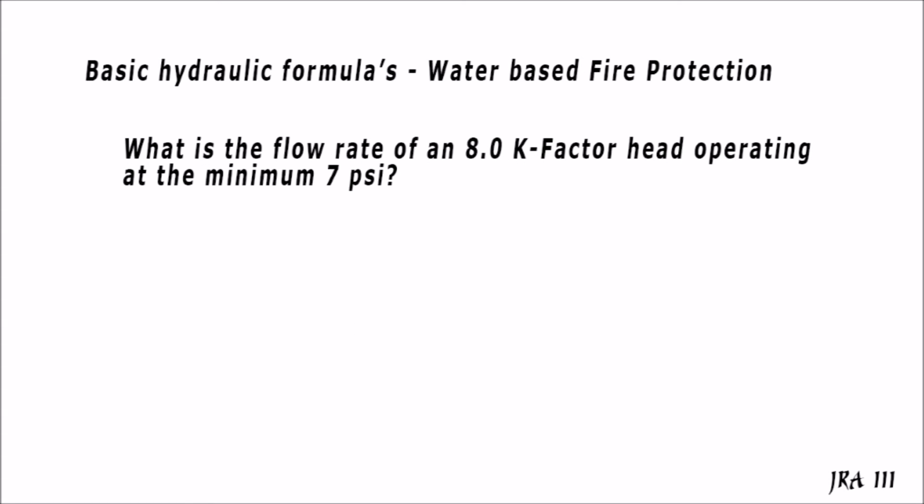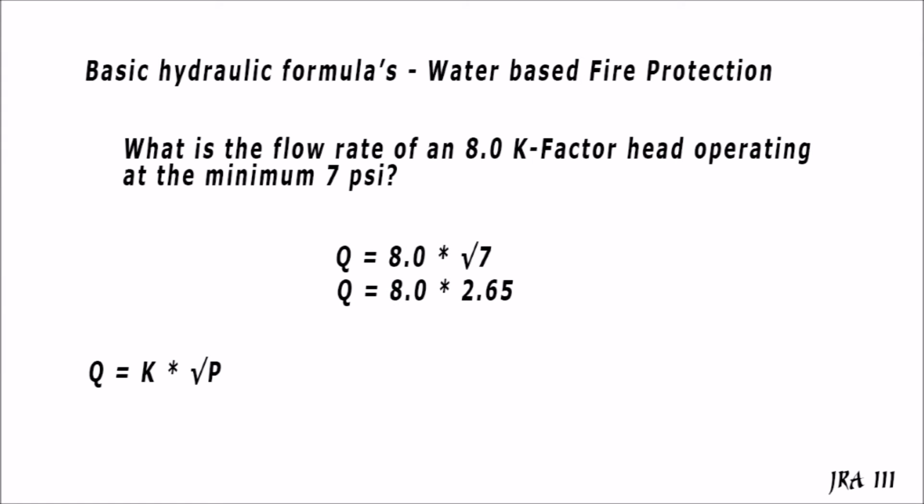Rearranging the question again: what is the flow rate of an 8.0 K factor head operating at the minimum 7 psi? We know that Q equals K times the square root of P. Plugging these in, Q equals 8.0 times the square root of 7, which turns into 8.0 times 2.65, with the final answer being Q equals 21.2 GPM.